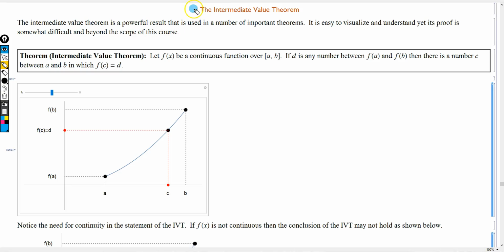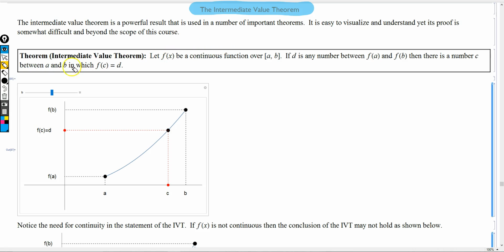Here we're going to take a look at the intermediate value theorem. This theorem plays an important role in many mathematical theorems, in particular the mean value theorem for integrals and the second fundamental theorem of calculus, which we will get to later.